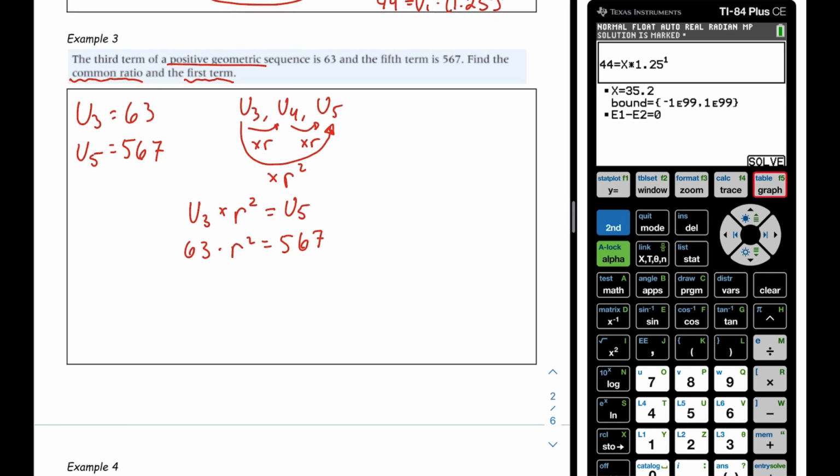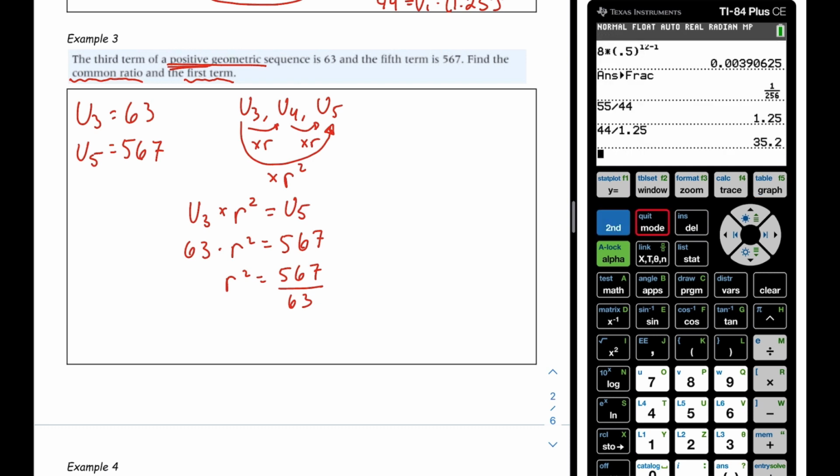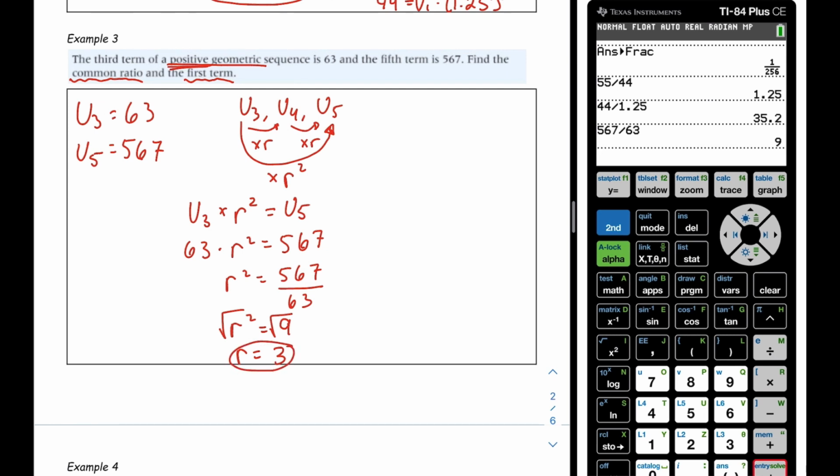Remember, we're told we have a positive geometric sequence. So when I square root, I'm going to be using the positive of that. So r squared is going to be equal to 567 divided by 63. And we're going to do that with our calculators. 567 divided by 63, we have 9. So r squared is equal to 9. So when I square root both sides, I'm going to have that r would be equal to positive or negative 3. But since we want a positive geometric sequence, we're going to use the positive value here. Good. Next, we have our common ratio.